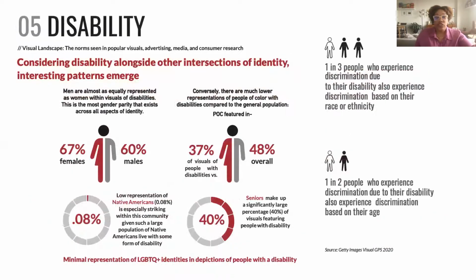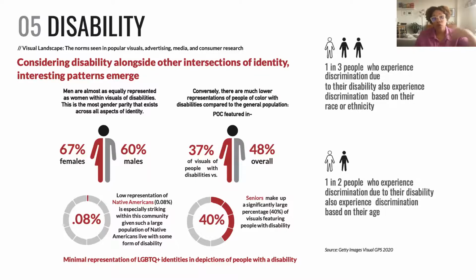And then again, intersectionality is kind of a through line for us, of just thinking about all the ways identities overlap and intersect. And what we found was that there is a lot of underrepresentation, defaulting to only showing white people with disabilities as well, especially underrepresenting the Native American community. There's a high prevalence of disabilities within that community, and yet they're very, very underrepresented.